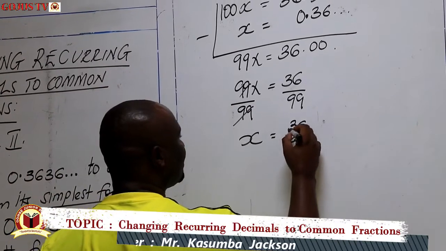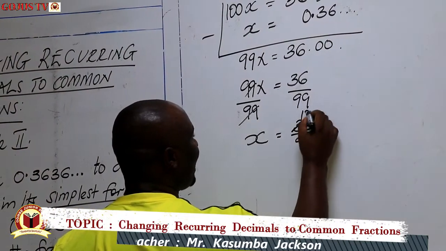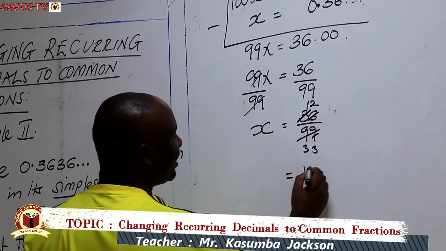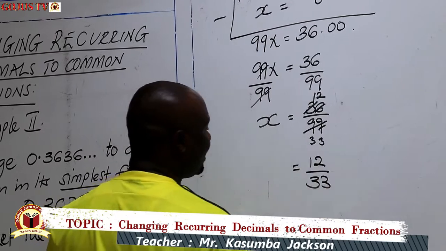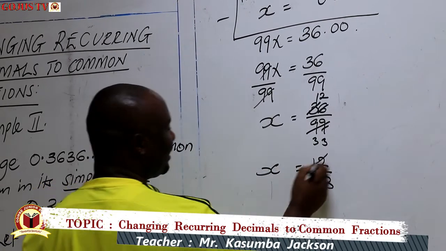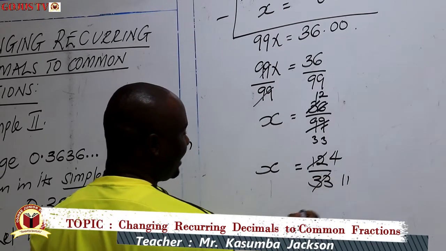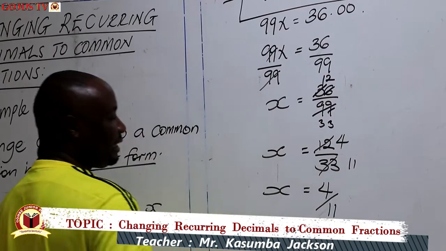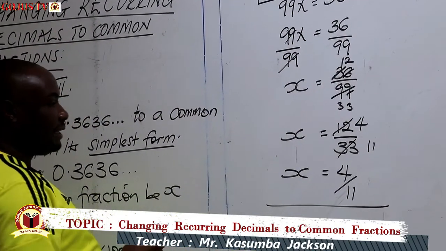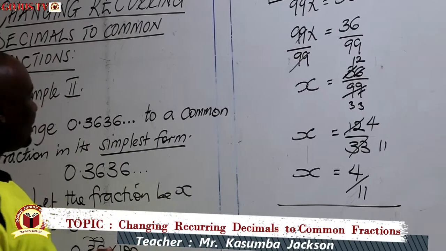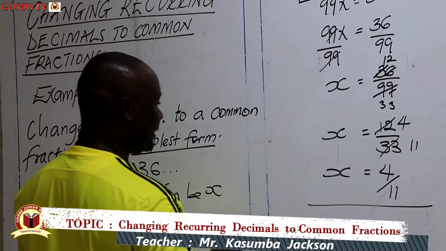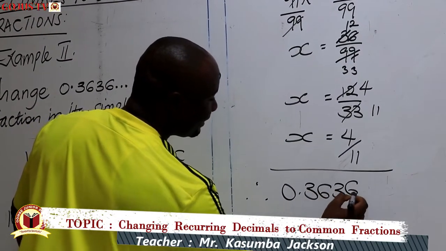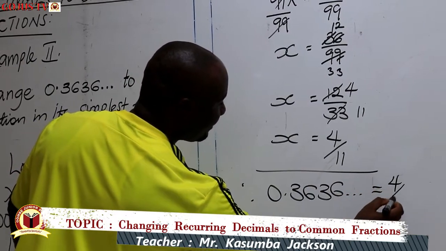We can use 3 to reduce: 3 into 36 goes 12 times, 3 into 99 goes 33 times, which means we have 12 out of 33, which can still be reduced. By 3, I have a 4. By 3, I have 11. So x alone will be as good as 4 out of 11. This is the common fraction which is equivalent to the recurring decimal 0.3636 recurring. Therefore, 0.36 recurring is as good as 4 out of 11.